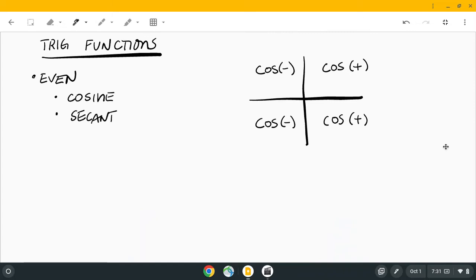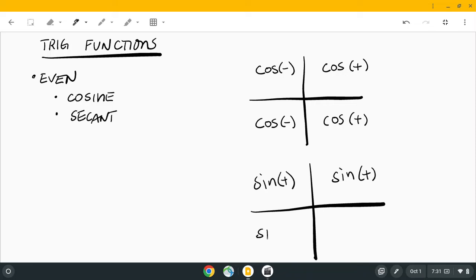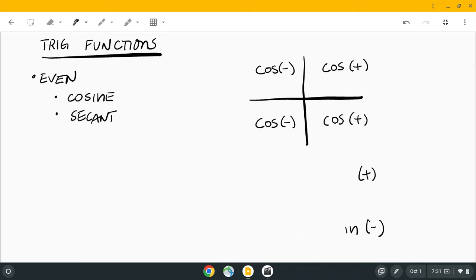Whereas if we take a look at sine, I'm just going to draw this. You don't have to copy this. Sine is positive here and here, and sine is negative here and here. We can already see that sine of 30 is 1/2, but sine of negative 30 is negative 1/2. So they aren't going to be the same when you plug in positive 30 and negative 30.